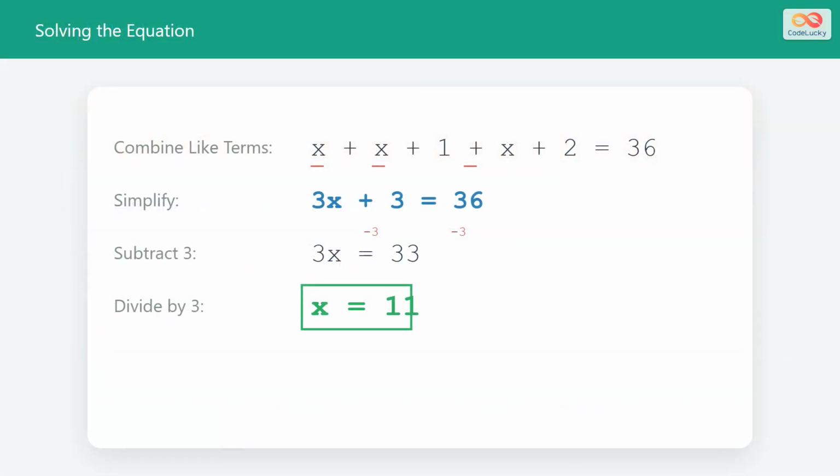Now we solve the equation. First, combine the like terms. We have 3 x's, so that is 3x, and 1 plus 2 equals 3. So our equation becomes 3x plus 3 equals 36. We subtract 3 from both sides to get 3x equals 33. Finally, dividing by 3 gives us x equals 11.